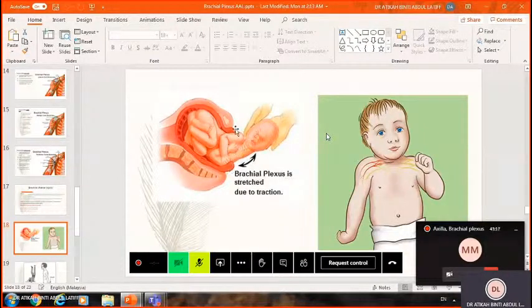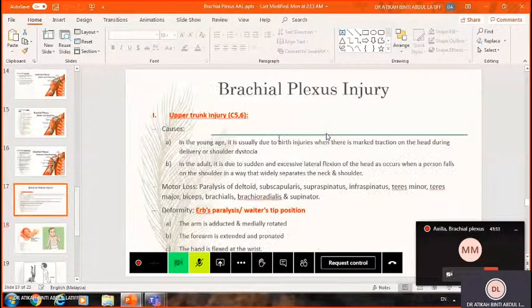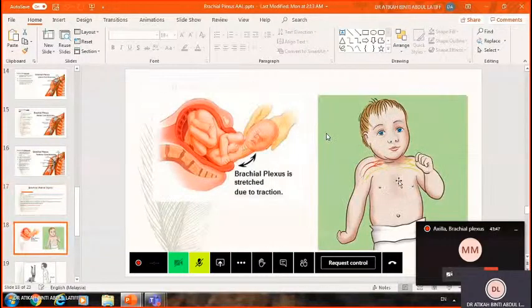So here I'll show you a picture. The shoulder is stuck here, and the brachial plexus is stretched due to traction or pulling of the baby's head during delivery. You imagine this part is really stretched and causes injury, or sometimes snaps. The brachial plexus is snapped at this C5 and C6 area. This will cause injury to the upper trunk, and the deformity is called Erb's paralysis or waiter's tip position. So the arm is like this. You know, when waiters ask for a tip, that's how the hand is positioned.